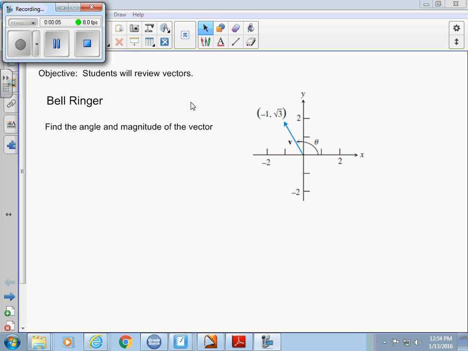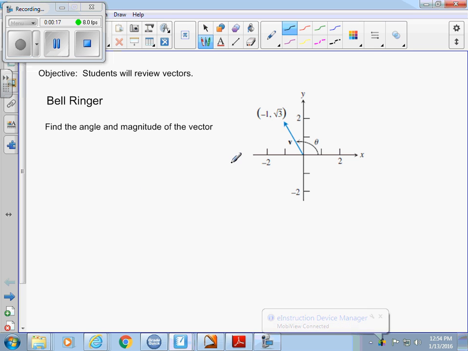From trig, you have seen everything today before, so it should be a nice day because it is all review. Okay, today we're going to learn about vectors. Remember, vectors are directed line segments, segments with a direction. If you've seen Despicable Me, it has magnitude.